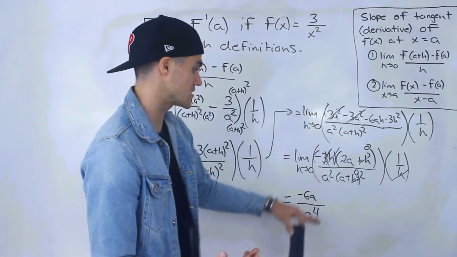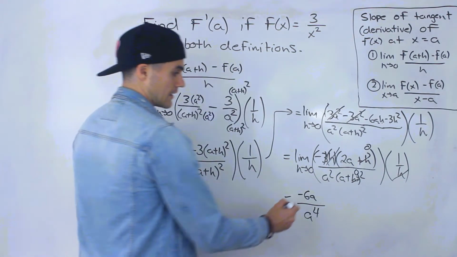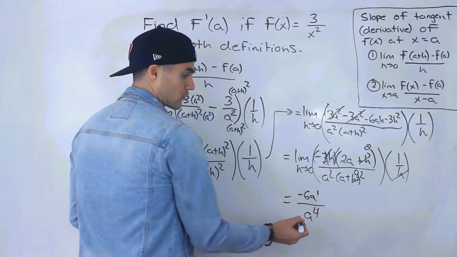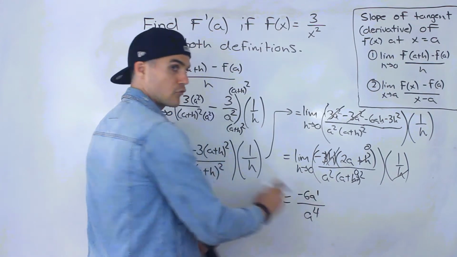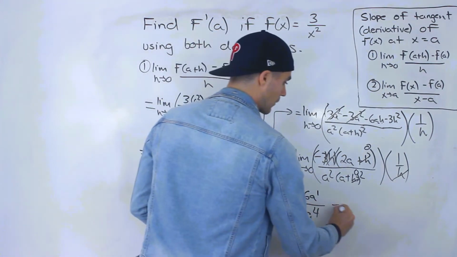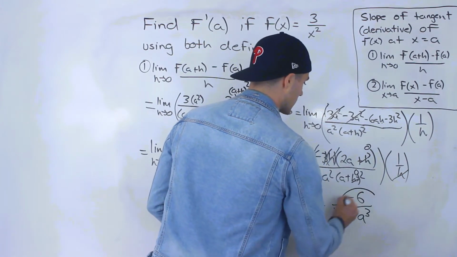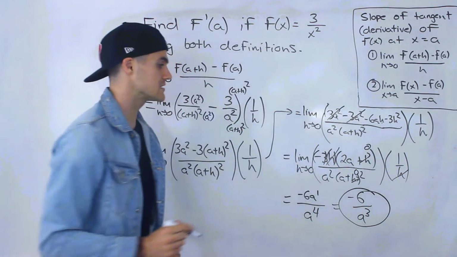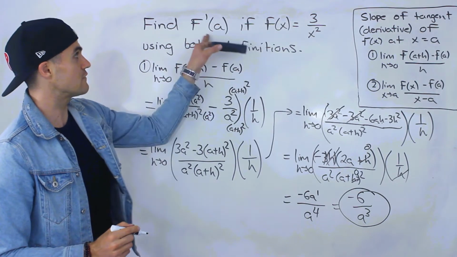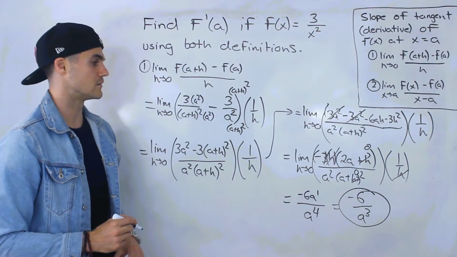And a squared times a squared is a to the power 4. Notice we have a to the power 1 over a to the power 4. So 1a up top, 4a's at the bottom, meaning that we're left with 3a's at the bottom. So negative 6 over a to the power of 3 is f prime of a of that function.